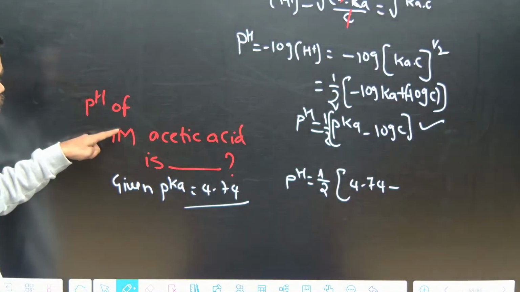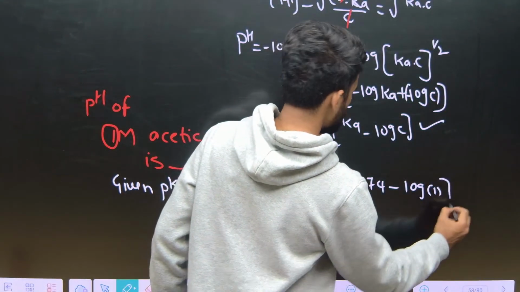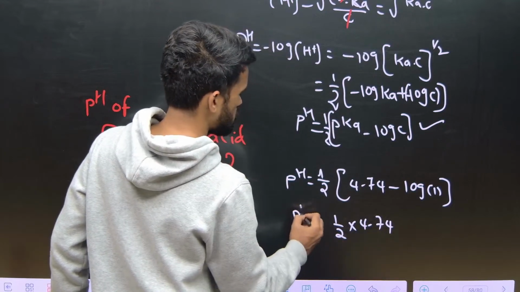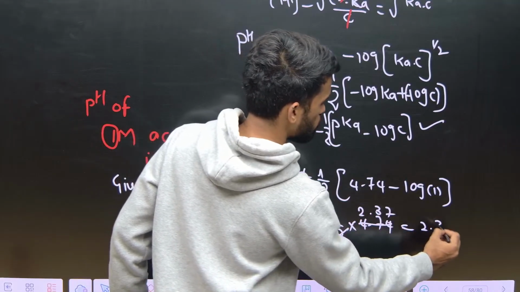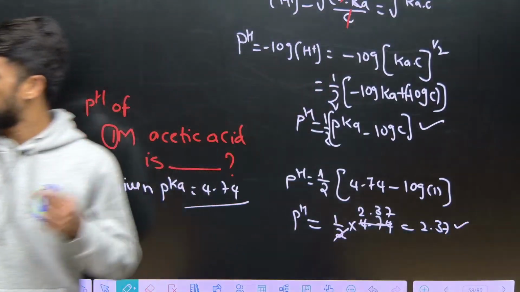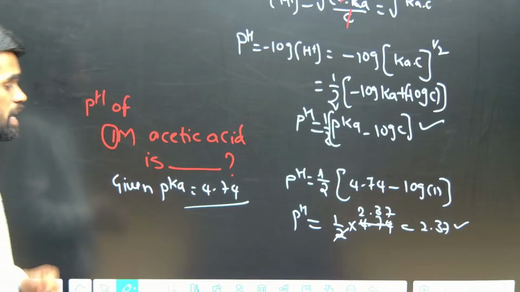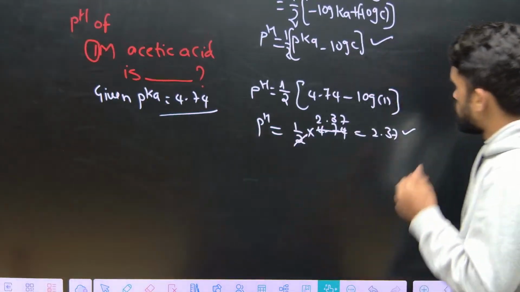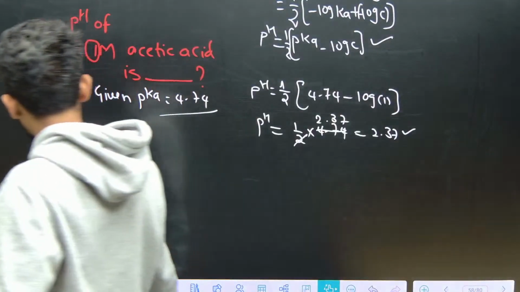How much is log C? The concentration is 1 molar. Therefore, log C becomes log 1, which is 0, right? So next, 1 by 2 into 4.74, pH will be equal to 2.37. So 2.37 will be the pH of this particular solution, you can answer. Okay? I hope you got how to calculate the pH of even a weak acid by looking at this formula. And next, I am giving you one question, just try to answer me.